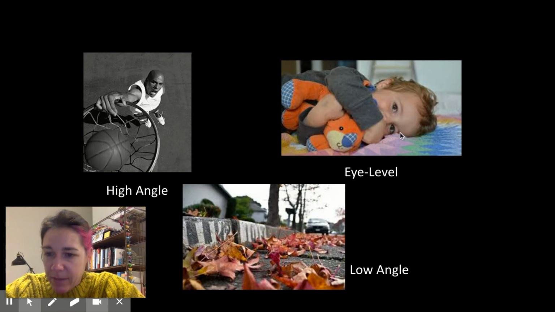The other thing to think about is if you're shooting with children, children are usually smaller than the person taking the photo, so you want to drop down to their eye level. If somebody's shorter than you and you're taking their picture and you want an eye level shot, you've got to lower yourself to their level to get that eye level shot.